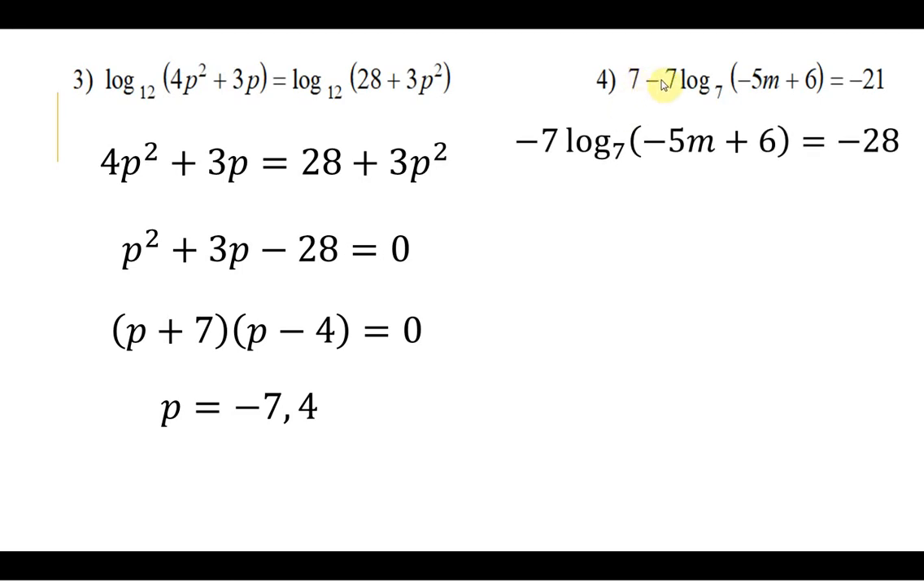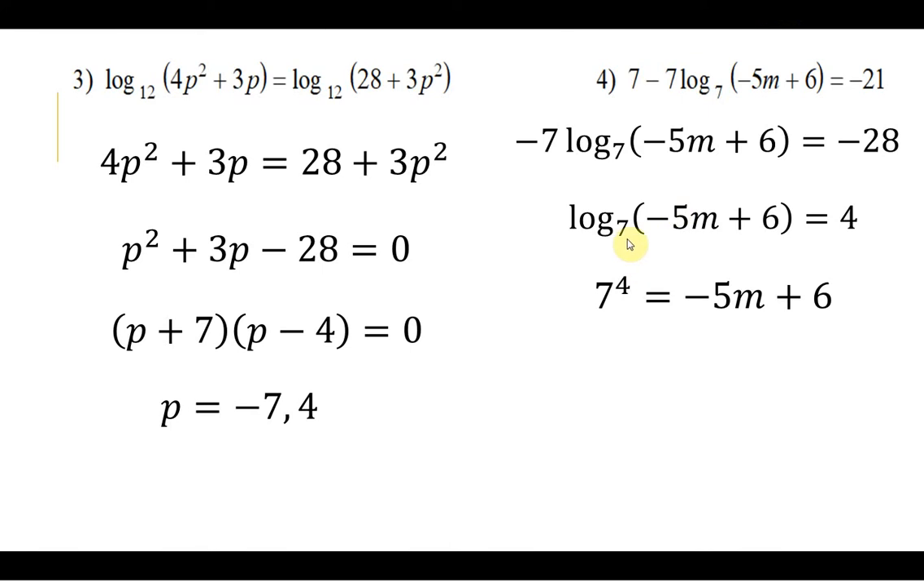Just want to say really quick, when you subtract this 7, do not forget about this negative. Some people just make the executive decision to make it disappear, and that is not a decision that you can make. Bring it on down. So divide both sides by -7. And now you rewrite it. So 7 to the 4th equals -5m plus 6. And then just solve that equation.